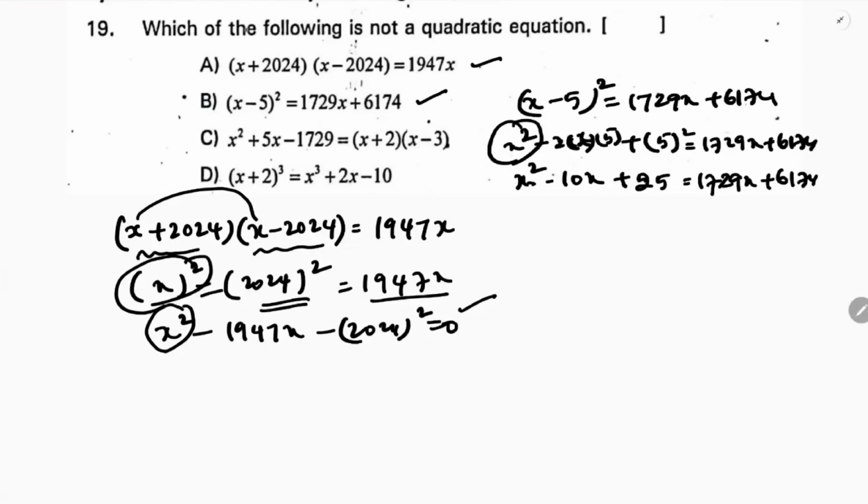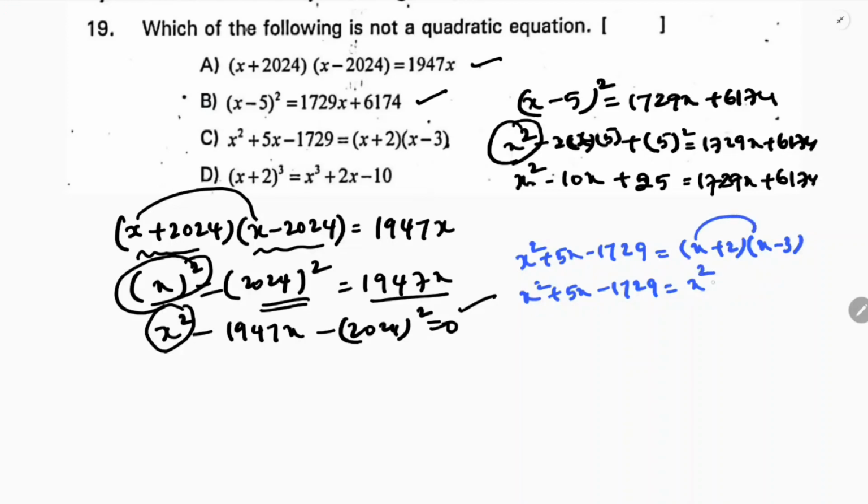Next one, option C. x square plus 5x minus 1729 equals (x + 2) into (x - 3). If you multiply, x square minus 3x plus 2x minus 6. Here x square and x square are getting cancelled. So the degree is 1. It is a linear equation, so it is not a quadratic equation. So the correct option is C.